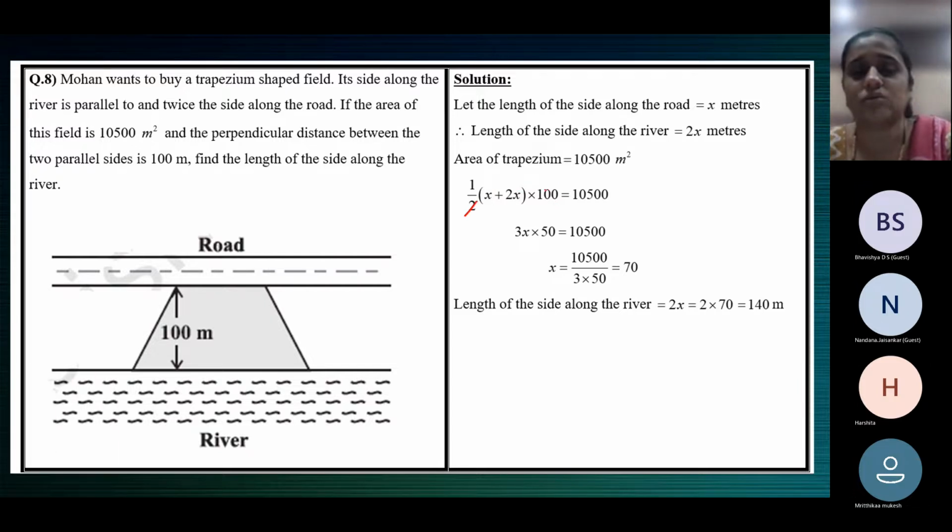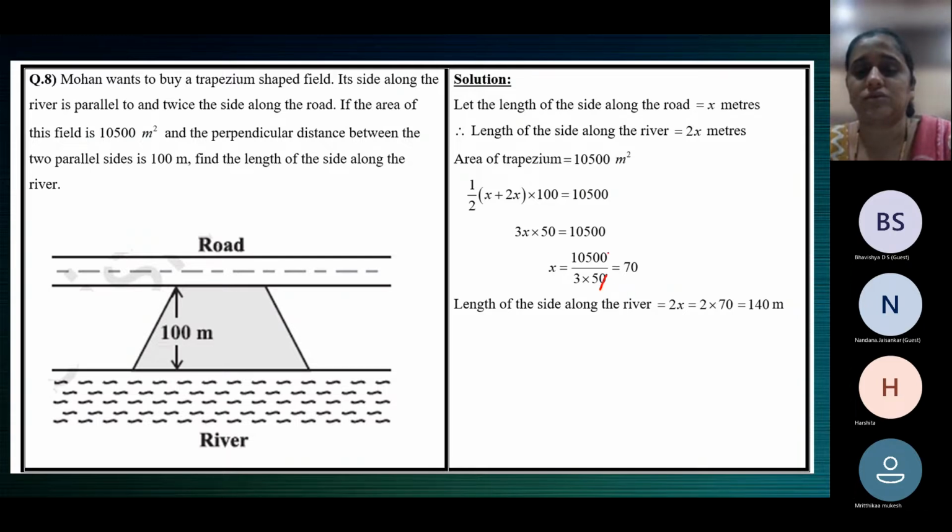You can cancel out 2 and 100, 50 times. 2 ones are 2, 50 times 100. x plus 2x is 3x. x plus 2x is 3x into 50 is equal to 10,500. So x is equal to 10,500. 3 and 50 will come for division to the other side when you transpose. So x is equal to 10,500 divided by 3 into 50.